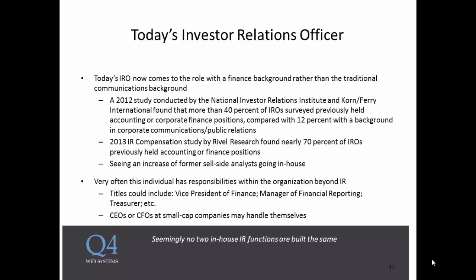Very often, these individuals have responsibilities within the organizations that go beyond IR. And that's why many of our clients will have titles like Vice President of Finance, Manager of Financial Reporting, Treasurer. Some of the small cap companies that we work with at Q4, you'll see that some of the folks that we're working with are actually the CEO and the CFO. Seemingly, no two in-house IR functions are built the same.